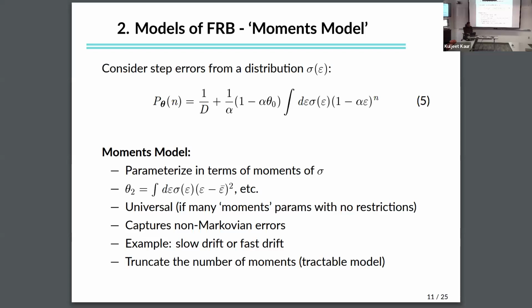So like I've been saying, this allows you to capture non-Markovian errors. If you have some kind of non-Markovianity, this just shows up as some more complicated form of p_data of n, which you can detect using the moments model. So two examples that we think about a lot are slow drift in the experiments over time and also fast drift. Any question? Yeah, I was wondering about the non-Markovianity.